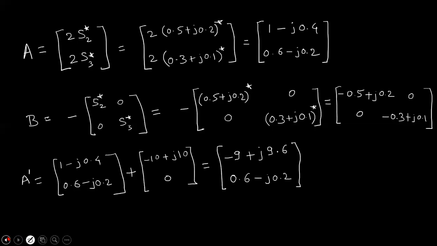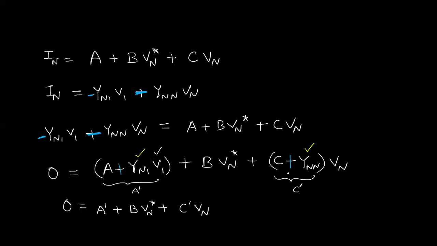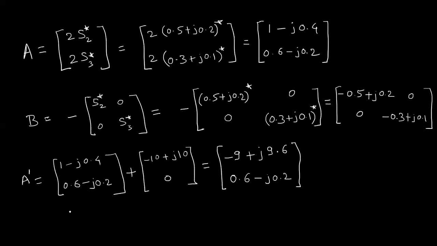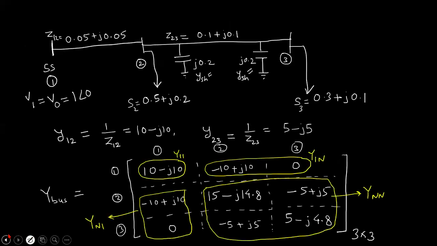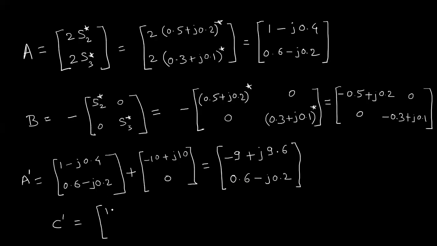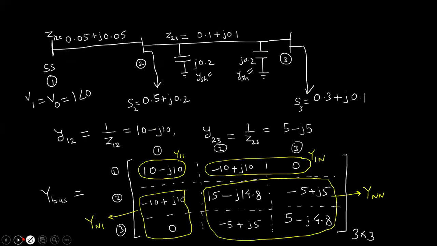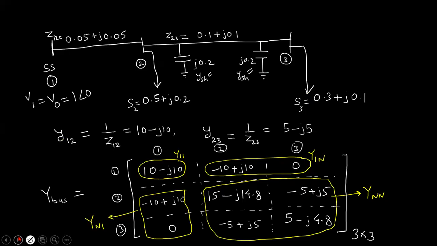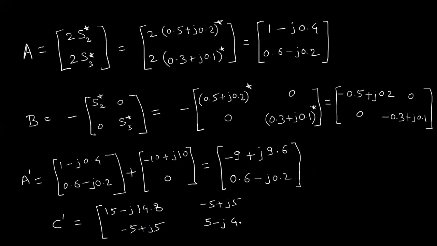And B dash, there is no B dash as such. So we have B only, and C dash we need to derive. C dash is same as C plus Y N N. So since C is 0 in our case, we have C dash same as Y N N. So B is same as B, and C dash is same as the Y N N matrix, which was written in the earlier slide. So this is 15 minus J14.8, then minus 5 plus J5, and 5 minus J4.8. So now we have A dash, B, and C dash matrix.